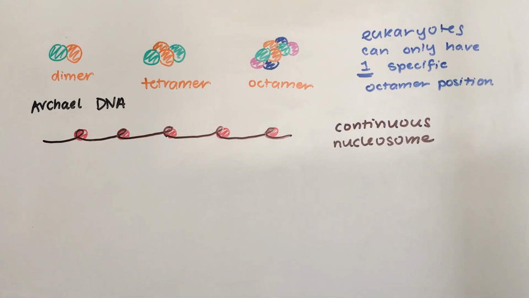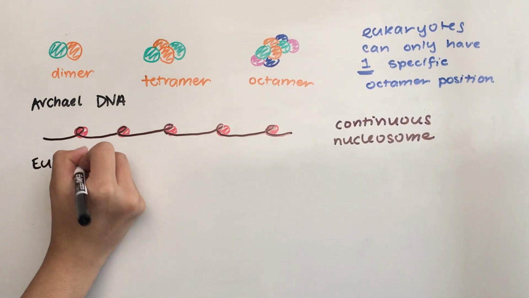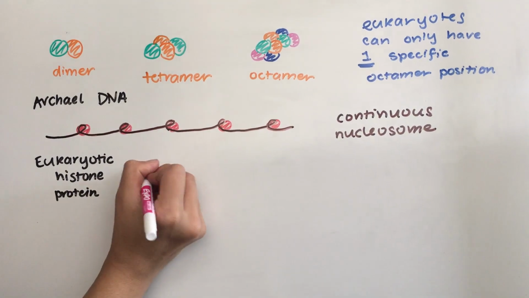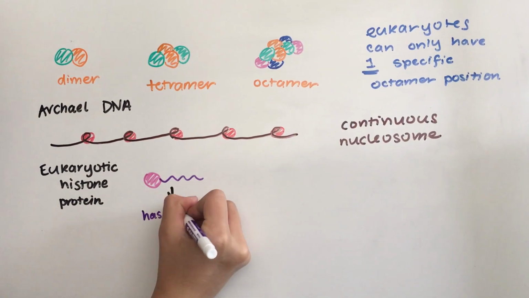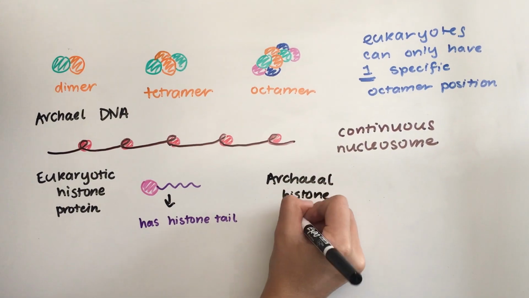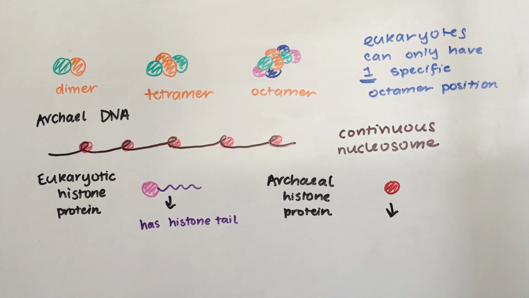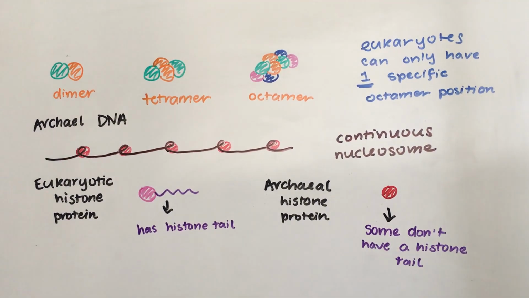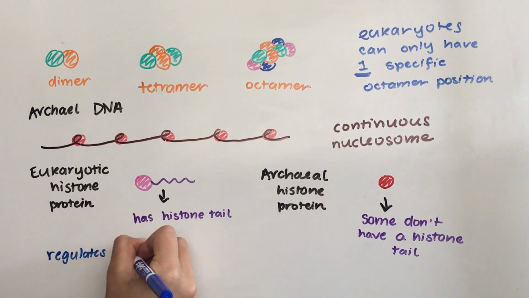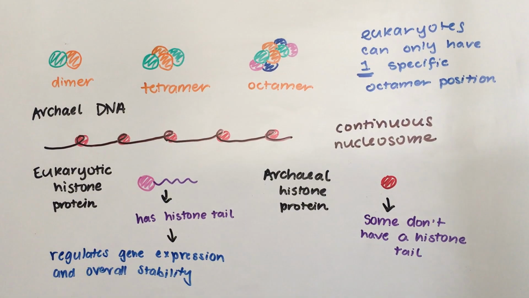The histone involvement in the DNA of both archaea and eukarya is exactly the same. However, eukaryotic histone DNA complexes are limited to one compact structure of nucleosomes stacked on top of one another to form the chromosome. Many of the archaeal histone proteins recently discovered lack basic histone tails, which are specific to each eukaryotic histone and contribute to gene expression regulation and overall stability in the nucleosome.